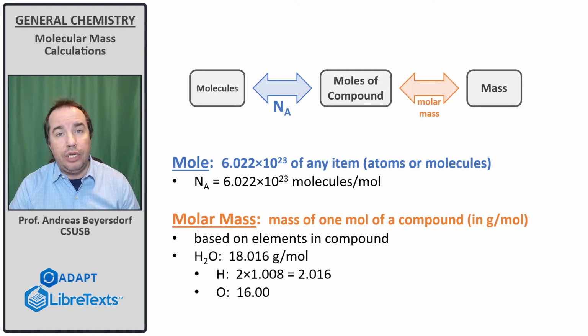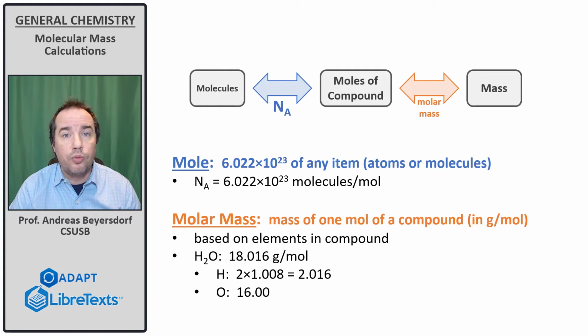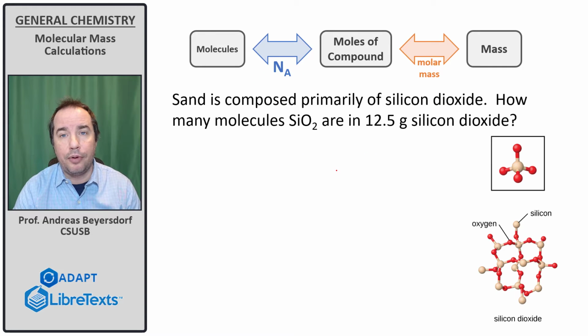And so we have these three representations, molecules, moles, and mass, and we need to convert between them. We can go from molecules to moles with Avogadro's number, mass to moles with molar mass. But what if we have to go from the number of molecules to the mass, or from the mass to the number of molecules? Well, in that case, we can't go directly. We have to go through the moles. Let's look at an example.